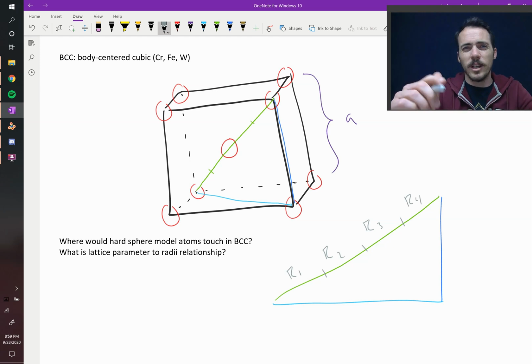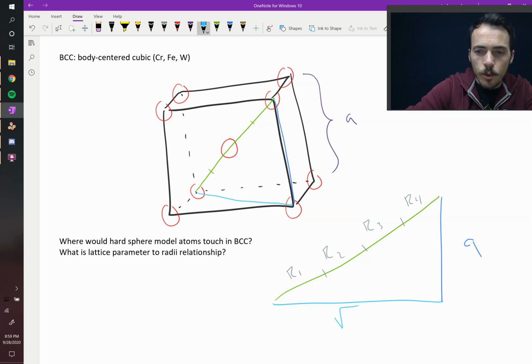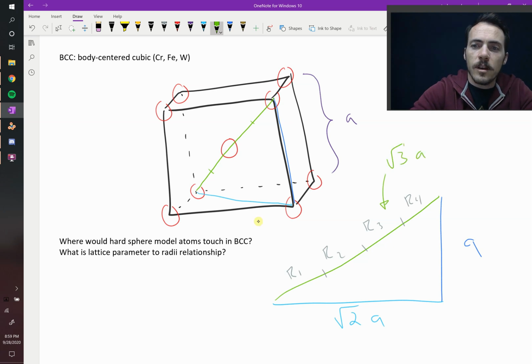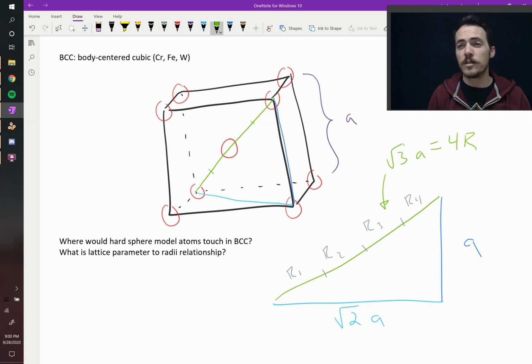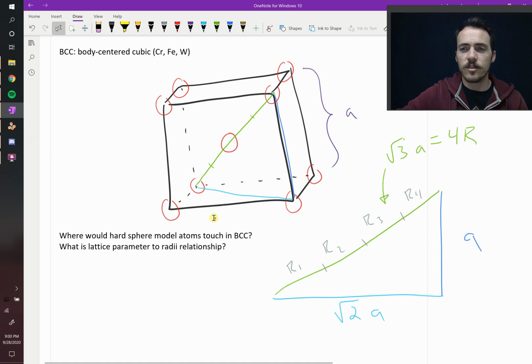But how long is that body diagonal? Well, if this one over here is a, and we already decided that this one is root 2 times a, what would the length of the green line be? The green line would be equal to root 3 times a. So that root 3 times a is going to be equal to 4 of our radii. So that's body-centered cubic. That's how you relate the lattice parameter to the metal radius size here, since we're talking about metals. So that's the relationship.